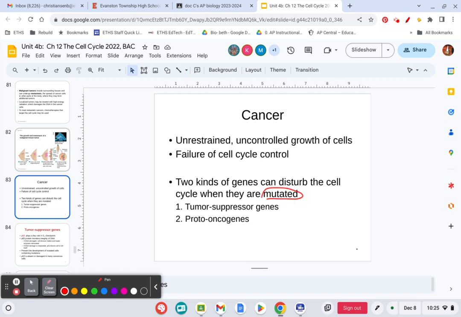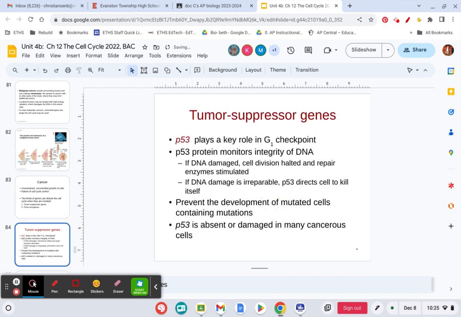And that can cause issues. And so we're seeing in many cancers, there's really two types of genes that are affected and affect the cell cycle and therefore cause or let cancer take hold. And those are tumor suppressor genes and proto-oncogenes. So first, we're going to talk about tumor suppressor genes.